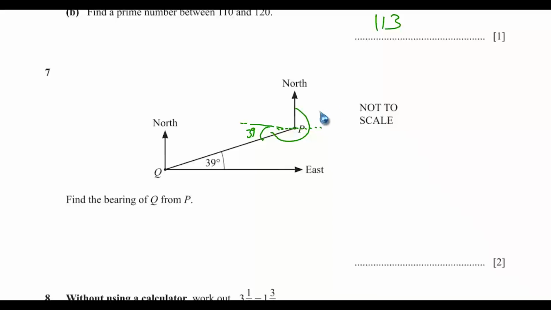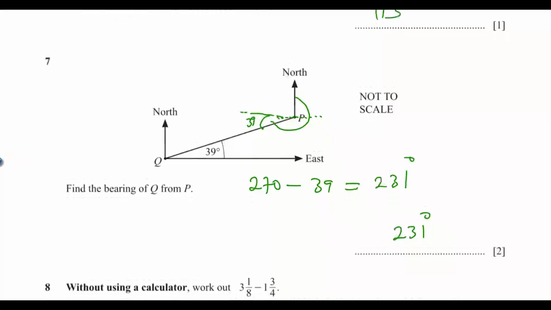Okay, so to get this angle here, you can do 270 subtract 39 degrees. That will give you 231 degrees. So the bearing of Q from P is 231 degrees. So let's go to the next question.